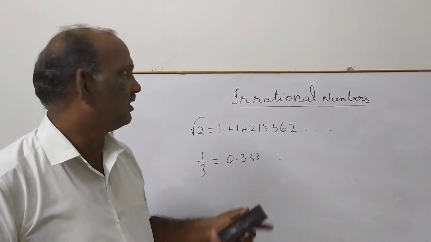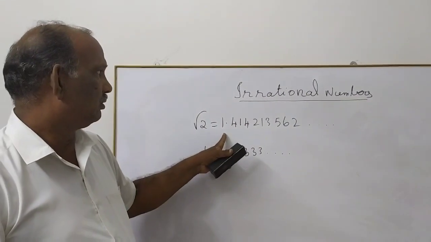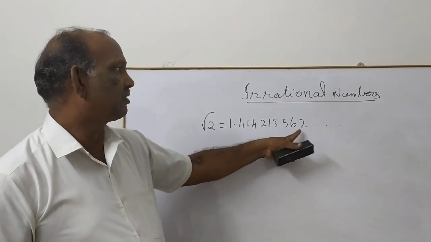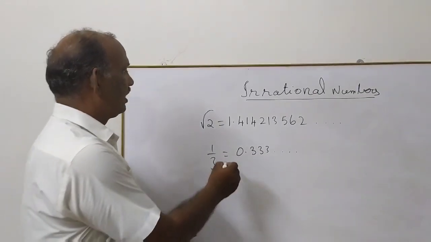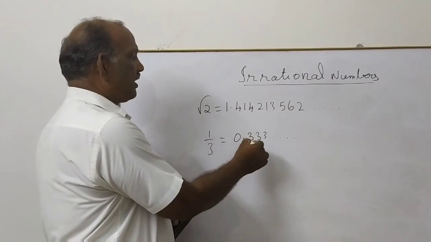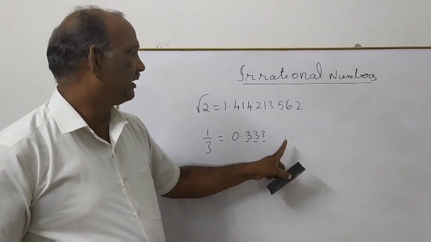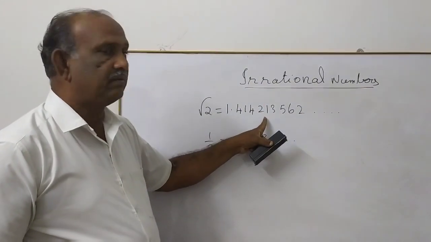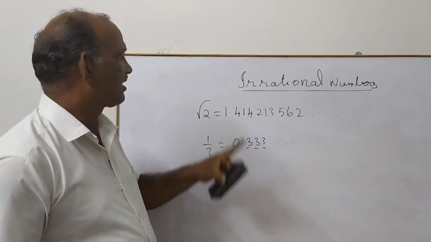Let us start with the irrational numbers. Square root of 2 has the value 1.414213562, and there is no repetition. Suppose 1 by 3: the decimal value is 0.333 recurring, so again a pattern is there. For root 2 there is no pattern and no termination, so it is called an irrational number.